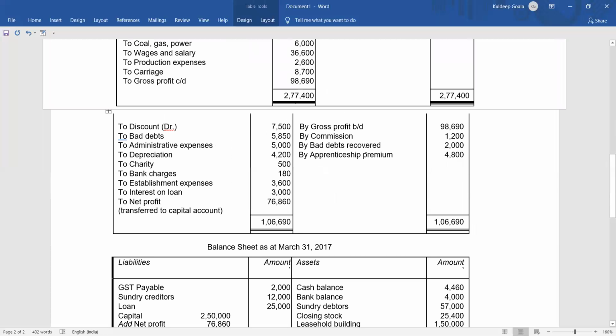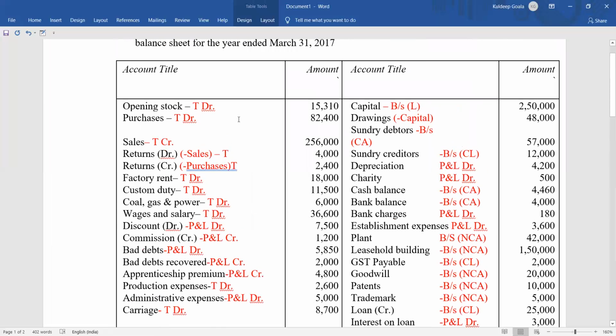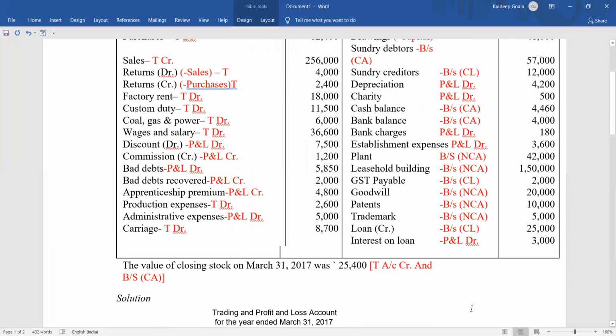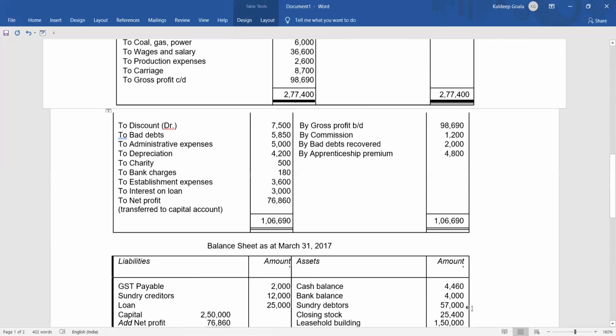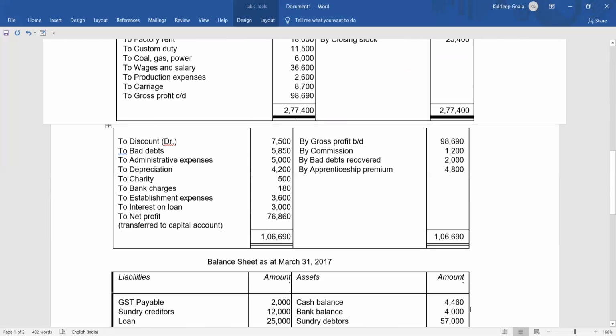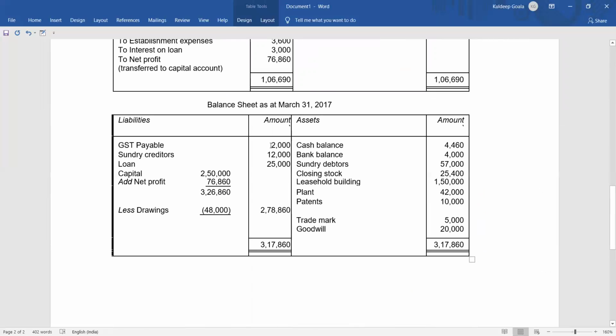Okay. Let's check whether anything is left or not. Check and find out if anything is left. No, nothing is left. That means the sum is over. We can do the totaling of both sides of the balance sheet and see whether both sides are matching or not. If it is matching, then only we can say that arithmetically our sum is correct. So we can see that both side totals are 3,17,860. That means the balance sheet total is matching.